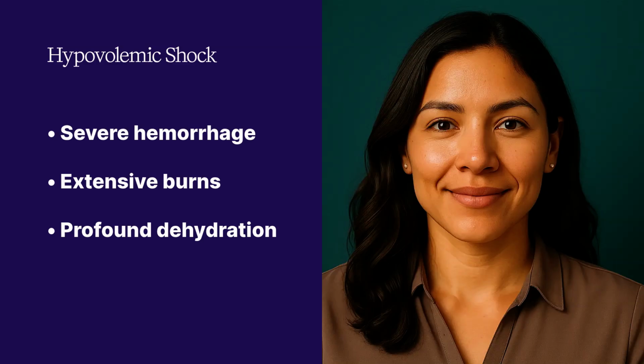Let's dive deeper into hypovolemic shock, which occurs when there's a significant loss of blood or fluid volume. This can result from severe hemorrhage, extensive burns, or profound dehydration. When the body loses these vital fluids, blood volume decreases dramatically, leading to reduced cardiac output and tissue perfusion. Think of it like a pump trying to work with not enough fluid in the system.